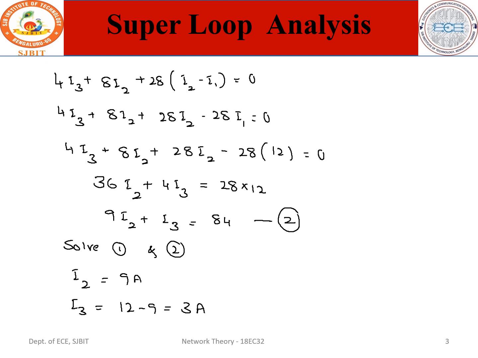So that is current flowing through the 28 ohm resistor, that is equal to I1 minus I2. I1 minus I2. Okay. So that is equal to, I1 is 12 and I2 is 9. Therefore, this is 3 amps.